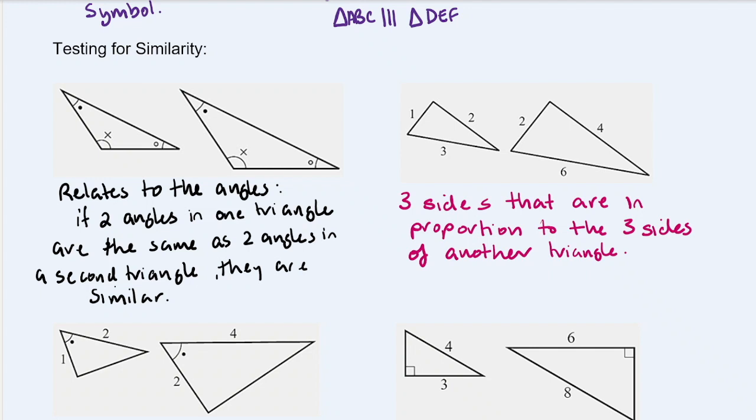Okay, so we want those three sides all to be in the same fashion. So if we matched up 6 and 3, so 6 over 3, and then we could have that be the same as 4 over 2, which would be the same as 2 over 1, which just equals 2. So it's all in the same proportion.